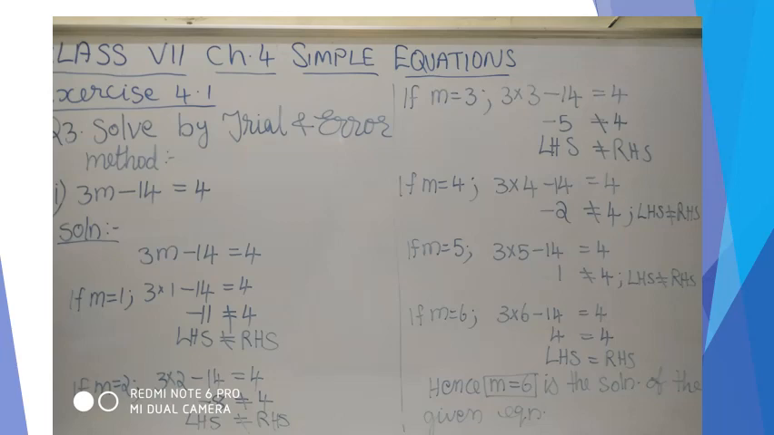Next we can try with m = 6. So 3 into 6 - 14 = 4. Or 18 - 14 = 4, that is 4 = 4. Here LHS equal to RHS, hence m = 6 is the solution of the given equation.